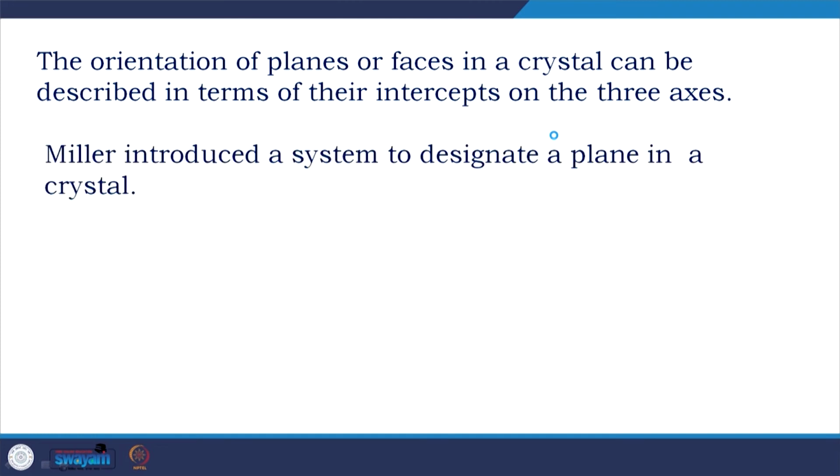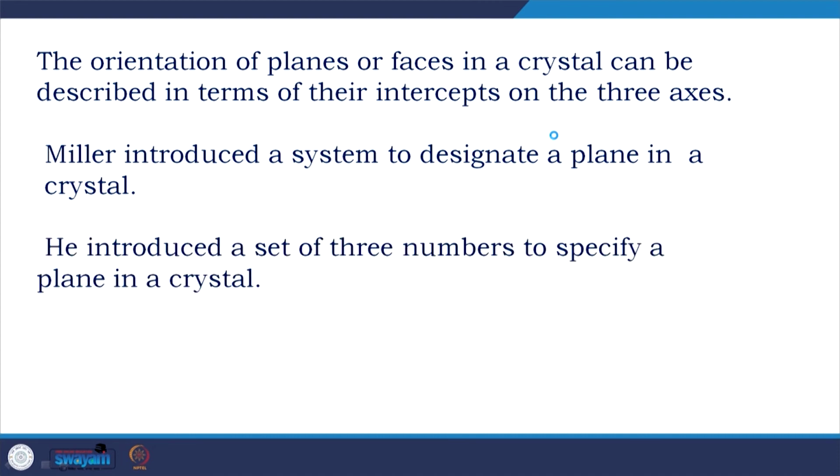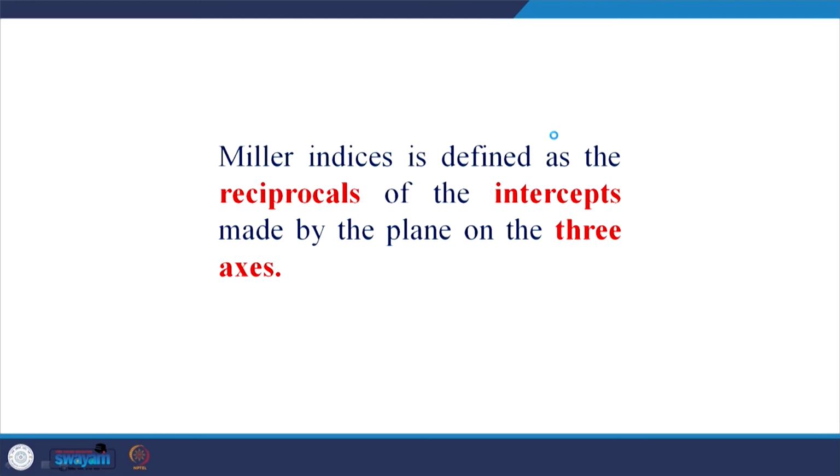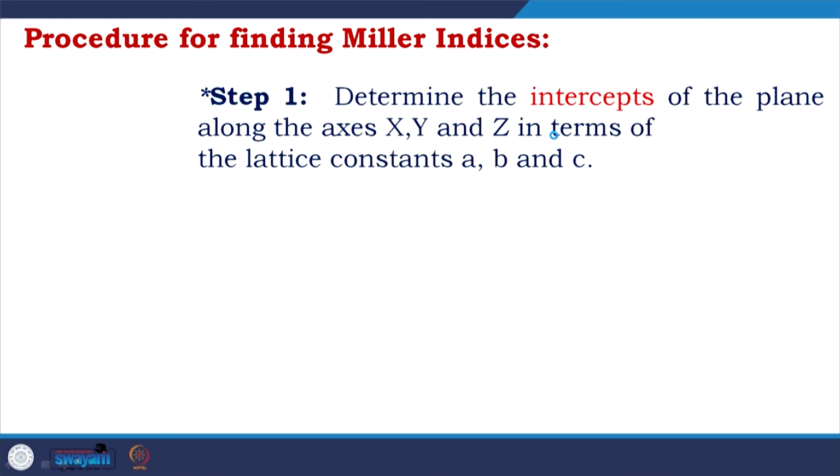Miller introduced this system to designate a plane in a crystal. He introduced a set of 3 numbers which we call HKL Miller indices to specify a plane in the crystal. This set of 3 numbers is known as Miller indices of the concerned plane. So, Miller indices is defined as the reciprocal of the intercepts made by the plane on the 3 axes.